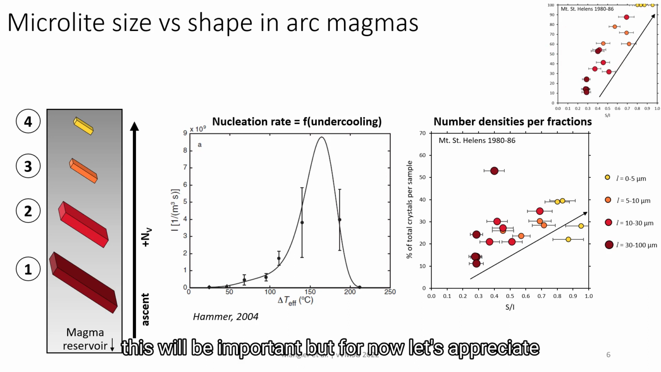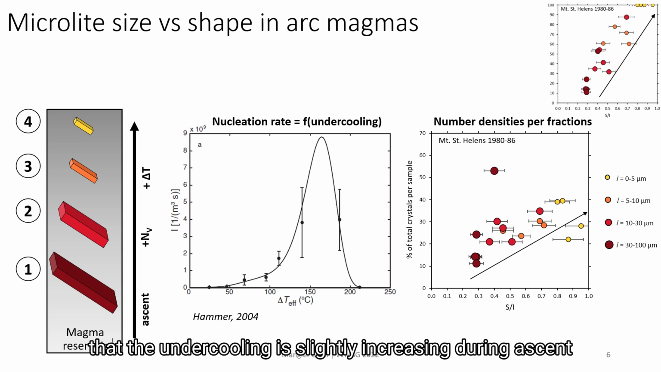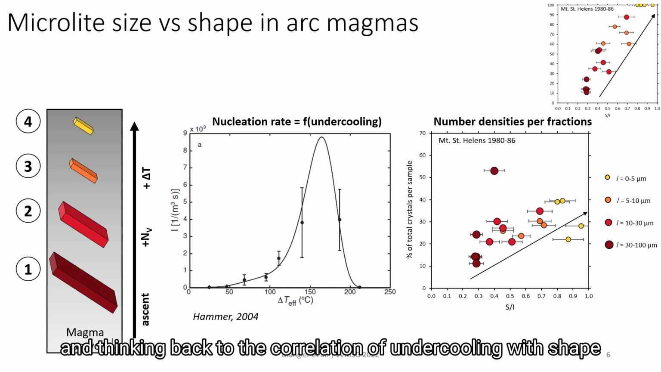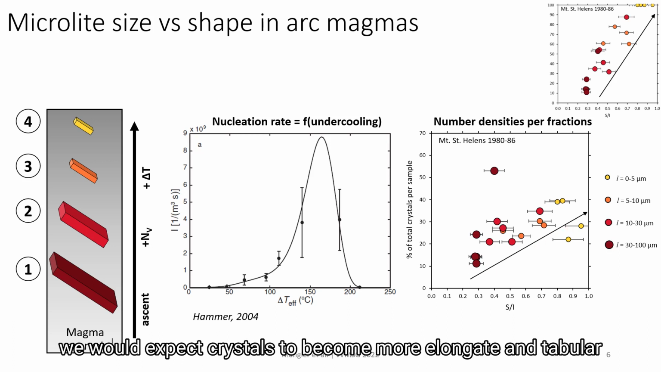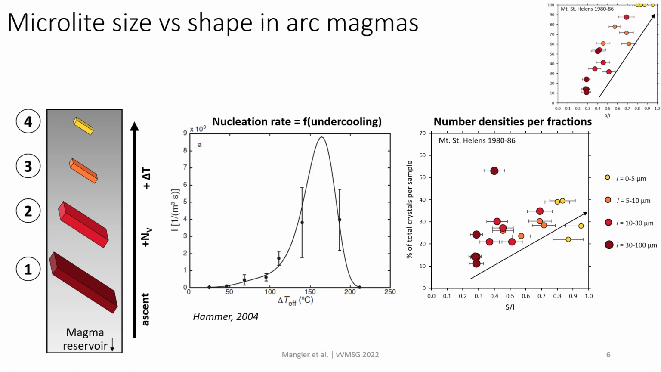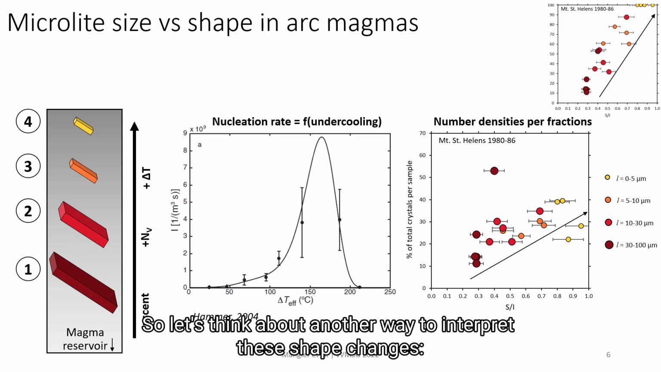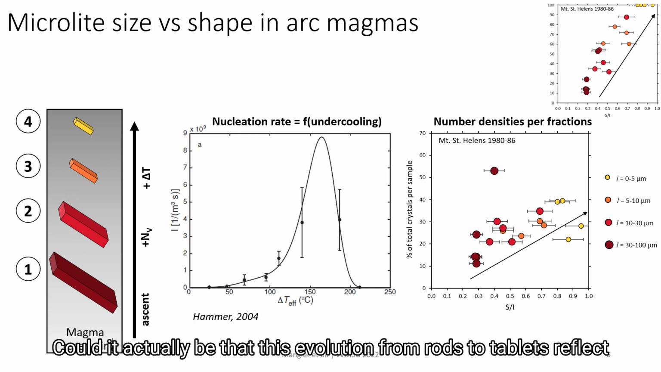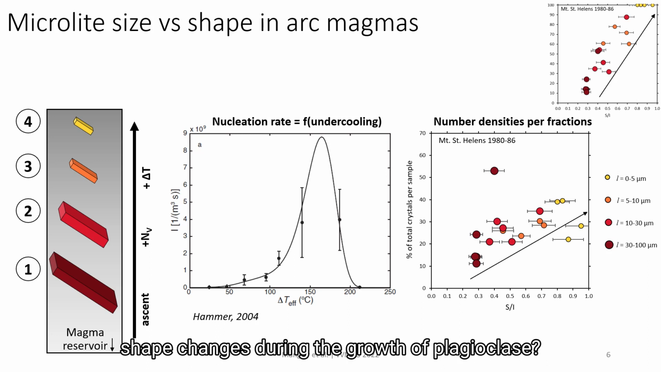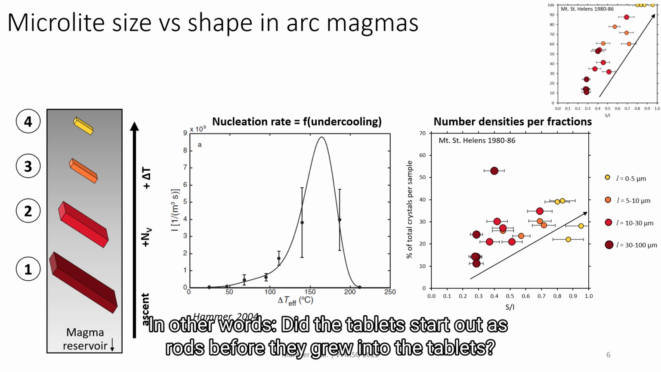This will be important, but for now let's appreciate that the undercooling is slightly increasing during ascent, and thinking back to the correlation of undercooling with shape, we would expect crystals to become more elongate and tabular, but we see the opposite. So let's think about another way to interpret these shape changes. Could it actually be that this evolution from rods to tablets reflects shape changes during the growth of plagioclase? In other words, did the tablets start as rods before they grew into the tablets?